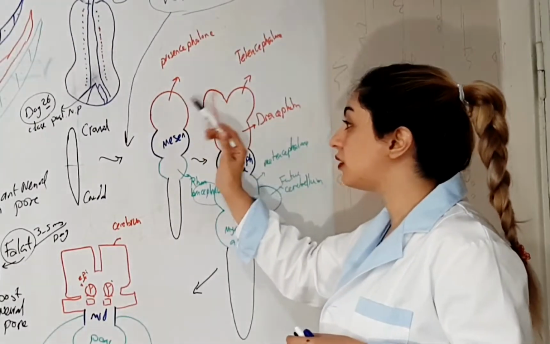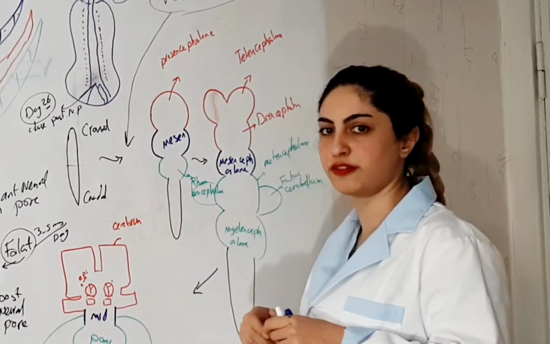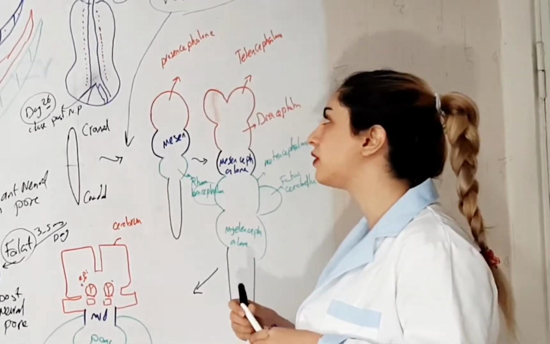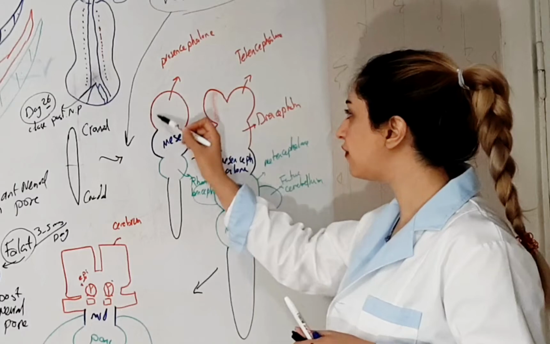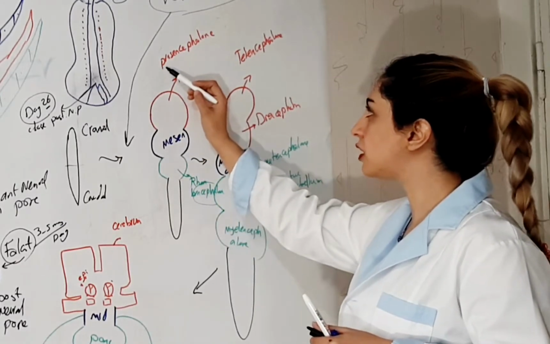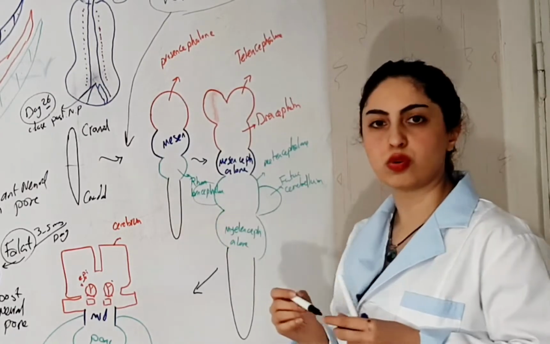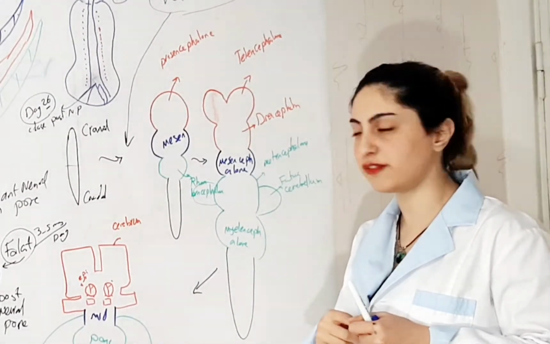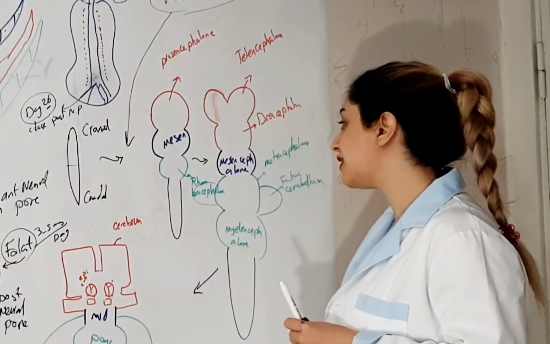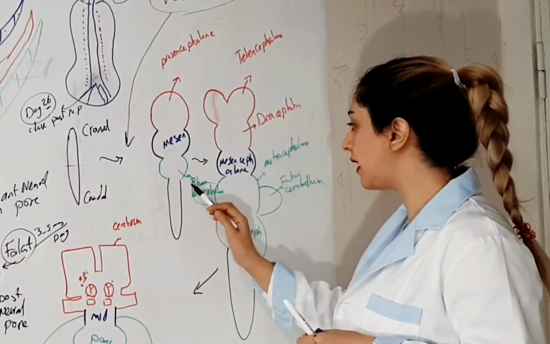So what happens? The cranial part is going to have the primary vesiculation, the first vesiculation. And it's going to have 3 vesicles, which are called the prosencephalon, the mesencephalon, and the rhombencephalon.